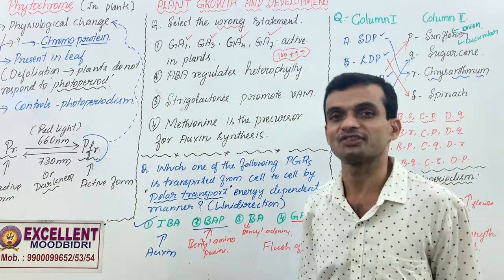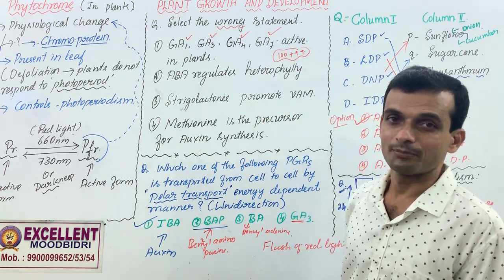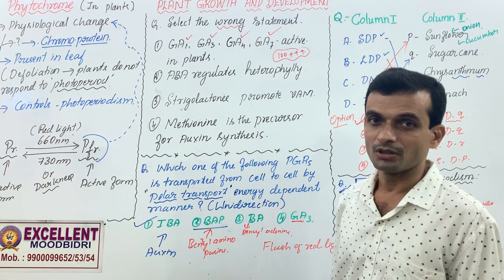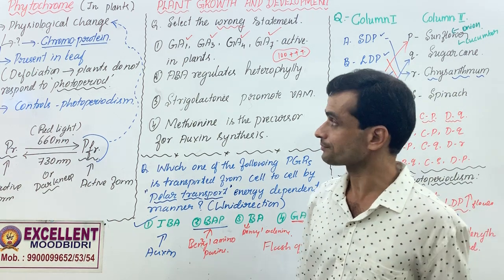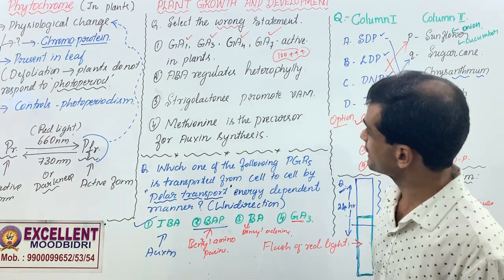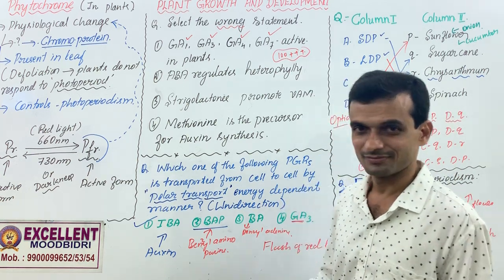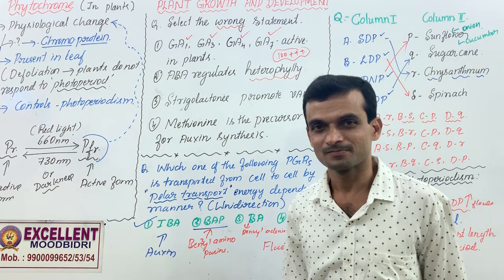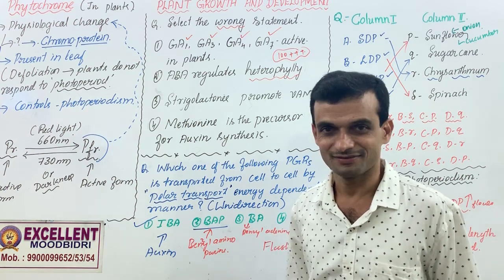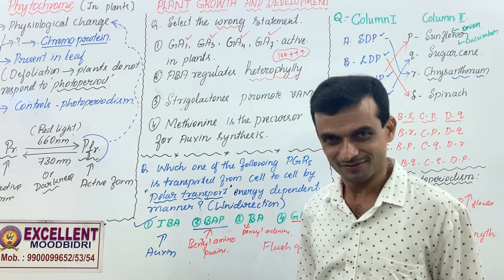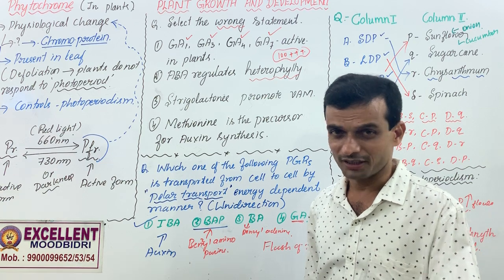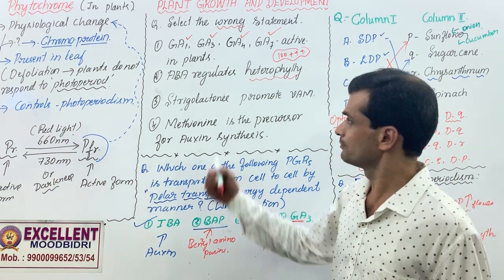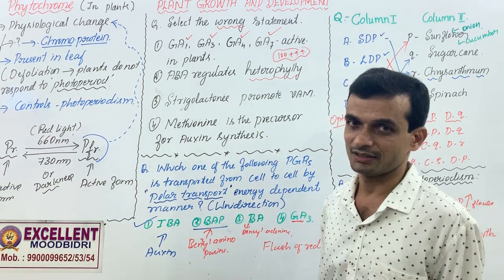Okay, all 100 plus gibberellin molecules are not active and useful to the plant. ABA regulates heterophily. There is the word heterophily, search plasticity. NCERT examples are enough for that, and we have studied that in the theory class.